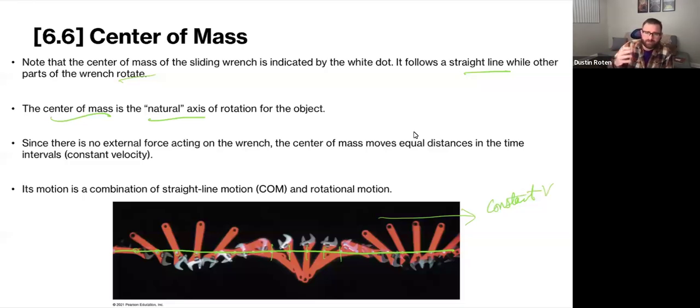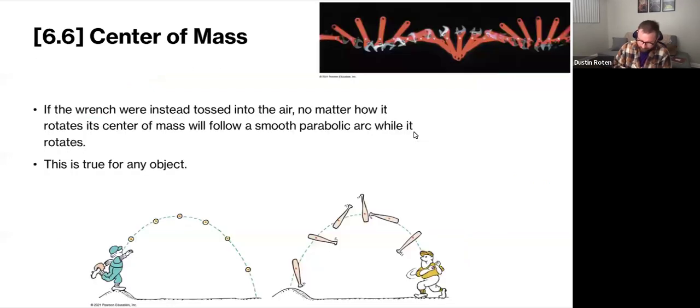So we actually have two different types of motion here. We have this straight line motion, so the center of mass is moving linearly. And then on top of the center of mass linear motion, we have this rotation. So obviously we've caused some sort of torque here, and the torque is causing the rotation around the center of mass. It's the natural point that something's going to rotate about.